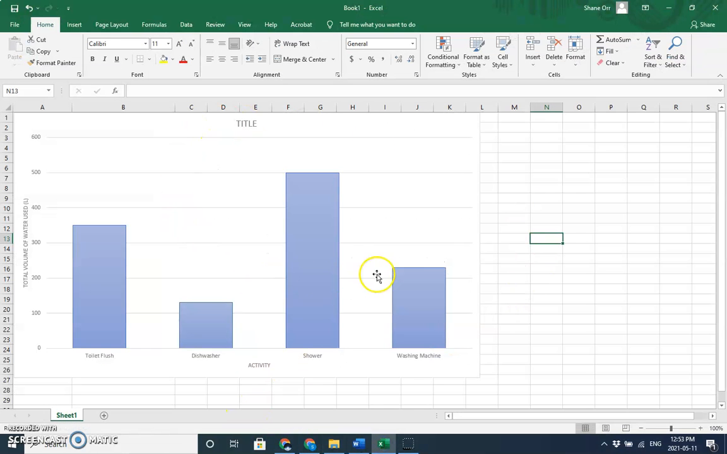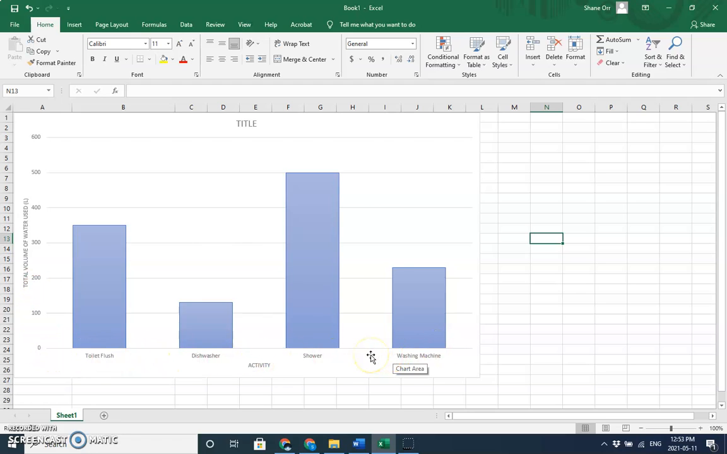So if you know how to use Excel, you can plug in your numbers into the spreadsheet and then ask Excel to make a graph for you, and it can look something like this. But whether you do your graph on paper or on the computer, this is what your graph needs to look like. So you can see, again, I've got a title for my y-axis here, and what goes on the y-axis is the total volume of water used, and that's in liters.